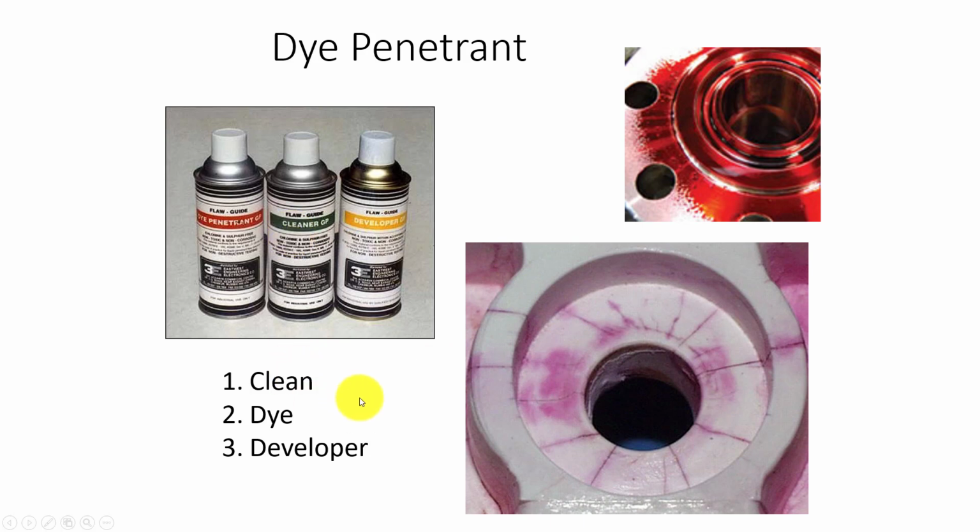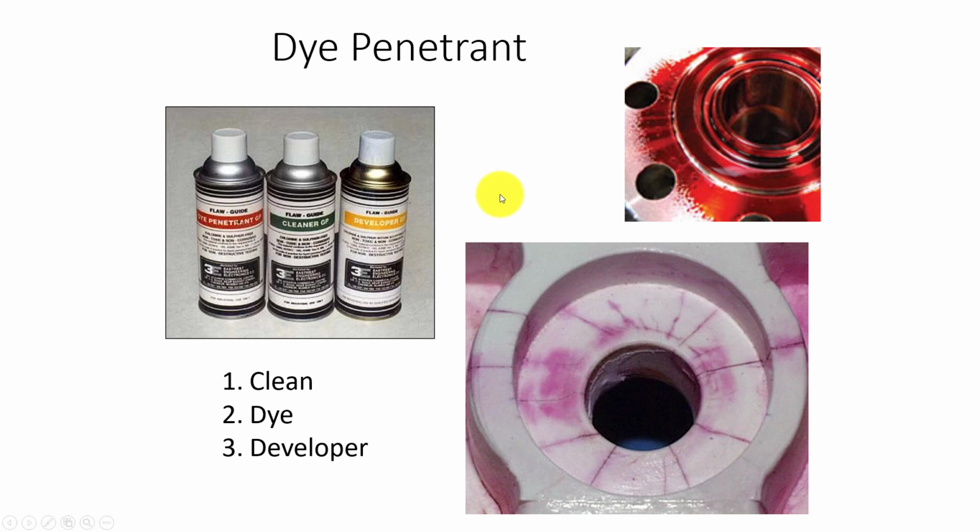Okay, so step 1 is clean the part, and once we get it clean, what we're going to do next is put the dye on there. That's this red can, dye penetrant, and they use red. They do have other colors, but typically red is the most predominant color that we see out there, because it catches your eye really easy. And you're going to coat that part just like this picture here. You're going to soak it pretty wet, and you're going to let it sit for a period of time.